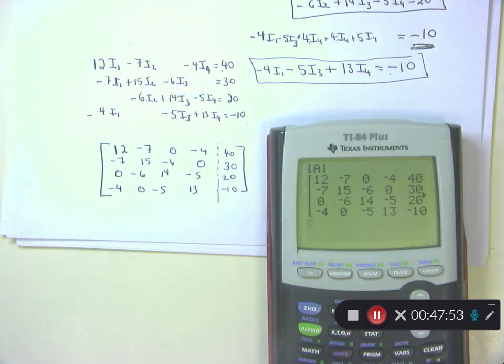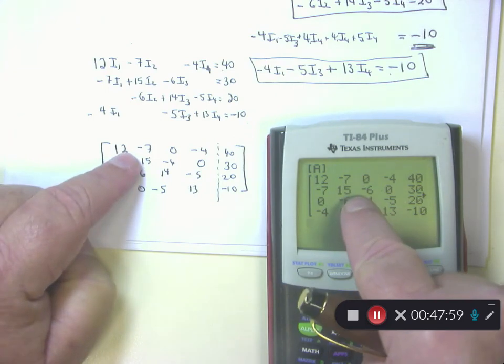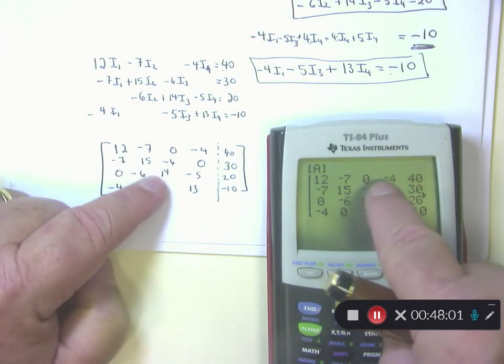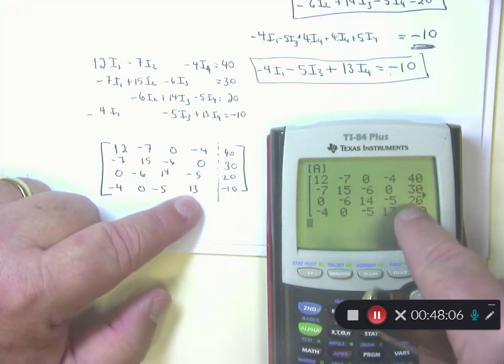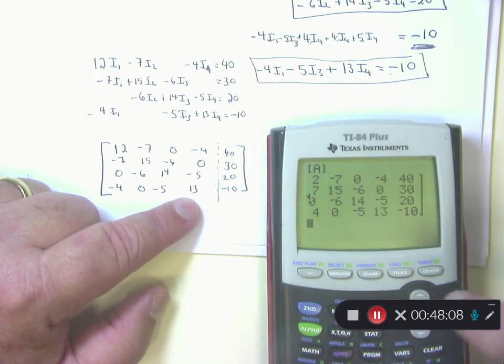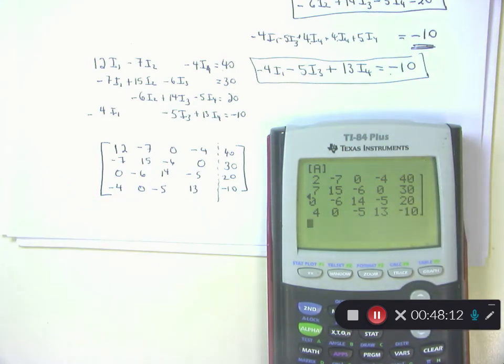So I typed it in row-wise, so always check it column-wise. 12, negative 7, 0, negative 4, negative 7, 15, negative 6, 0, 0, negative 6, 14, negative 5, negative 4, 0, negative 5, 13. All I get is over arrow, 40, 30, 20, negative 10. I'm happy with this guy.